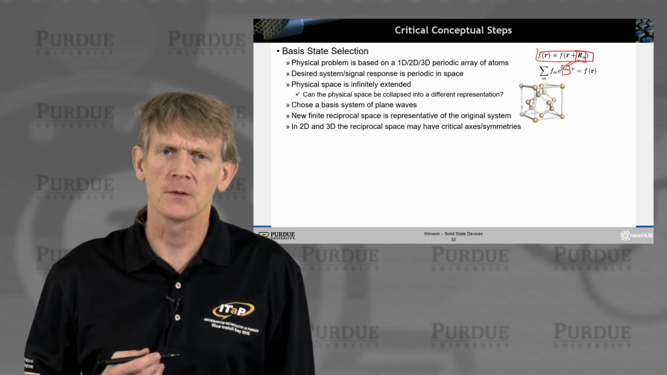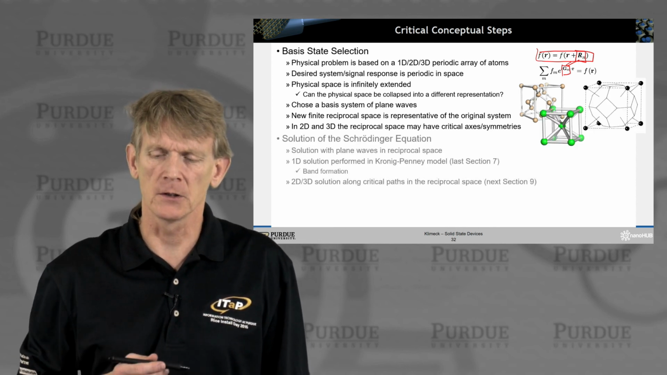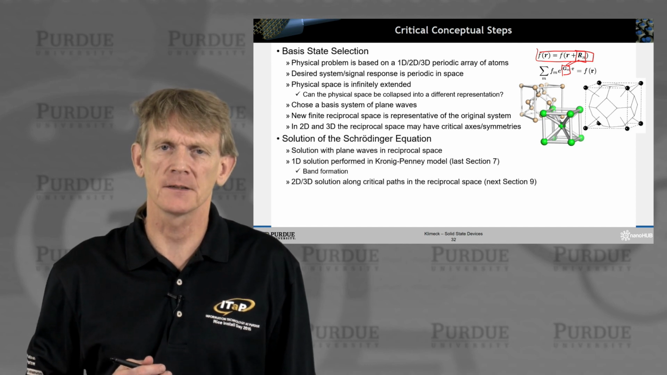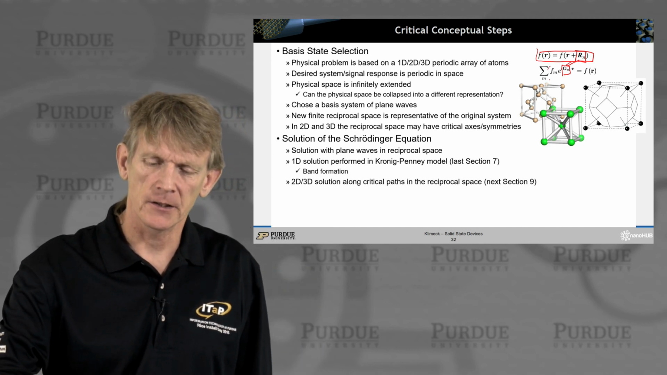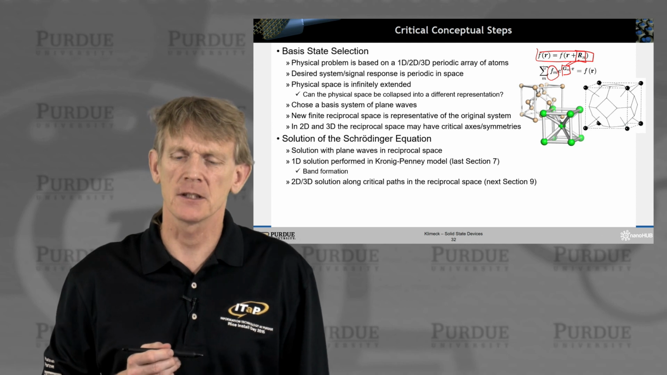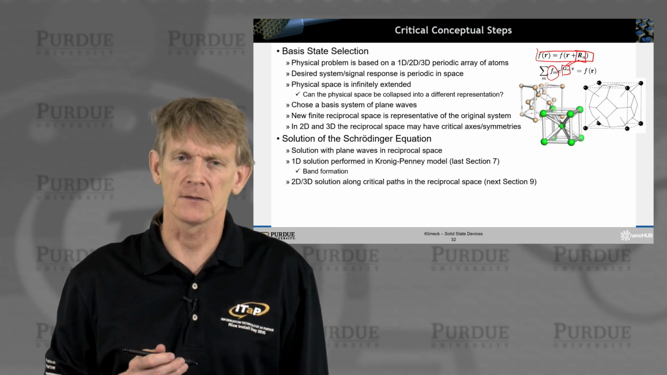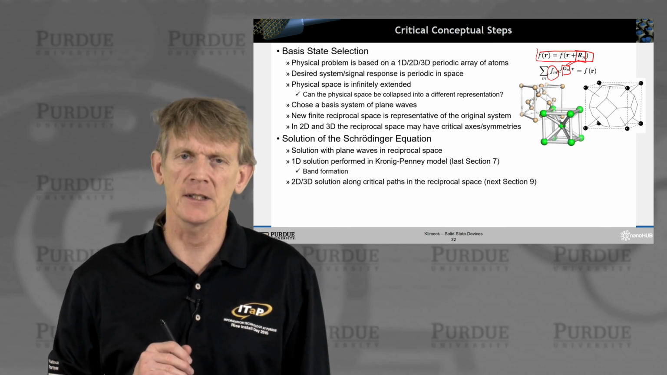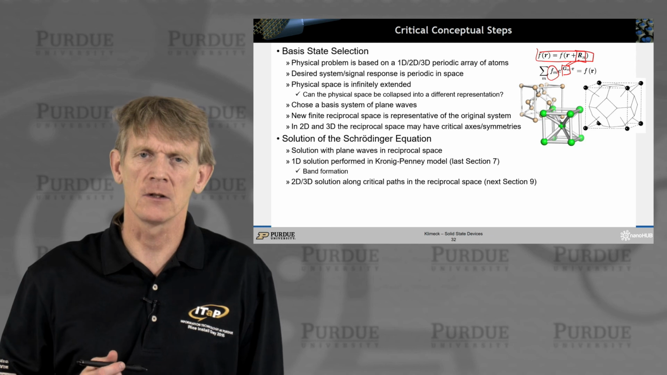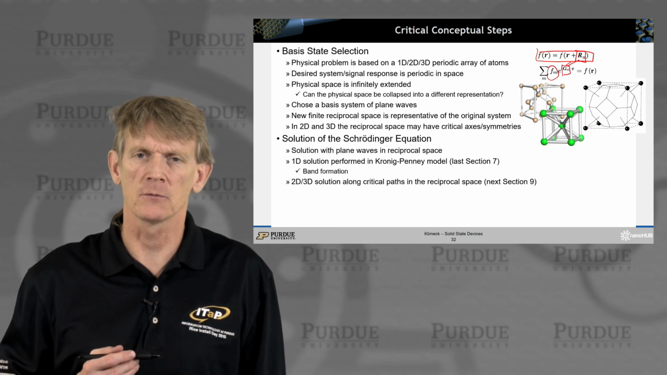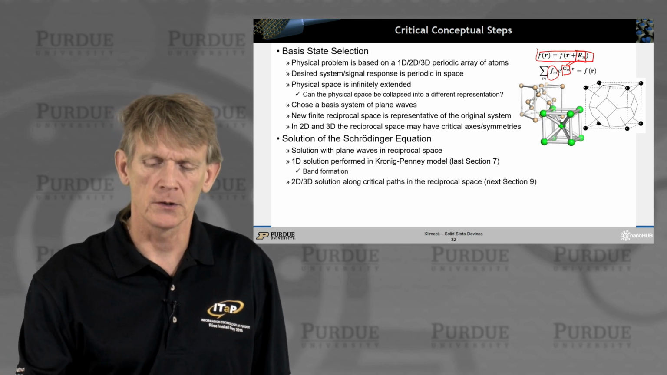In 2 and 3D, the reciprocal space has critical axes and symmetries. And we will look at properties along those critical axes and symmetries. Now, given a basis, we can then calculate things like the Schrödinger equation and band structure and extract coefficients of strength of these Fourier expansions. And we calculate wave functions on top of that basis. And again, we'll look at solutions of the Schrödinger equation along critical paths along the Brillouin zone, and we'll also learn how to look at surfaces of energy, etc. And that's what we'll do in the next sections.